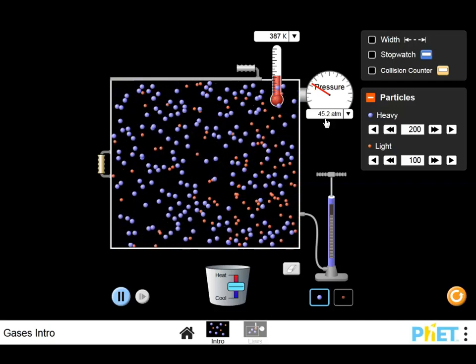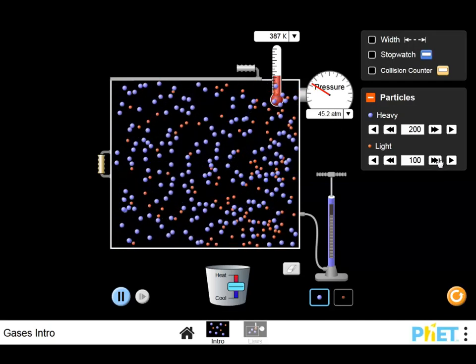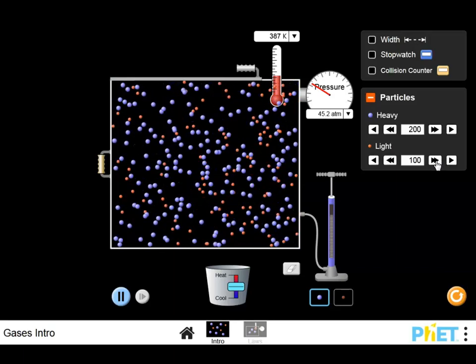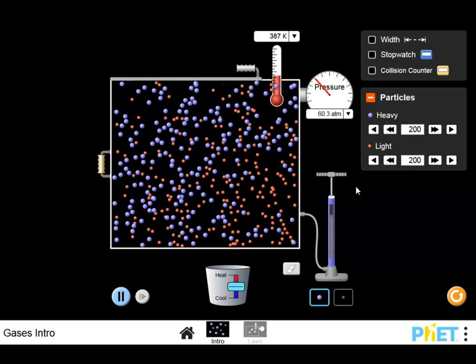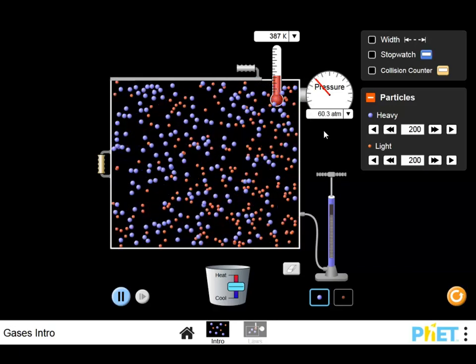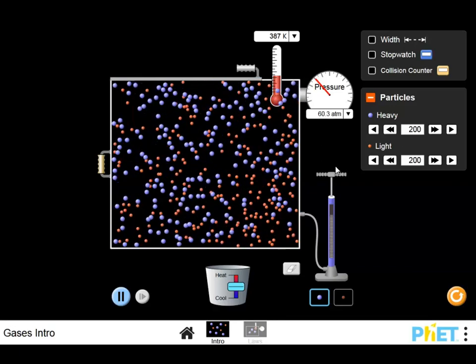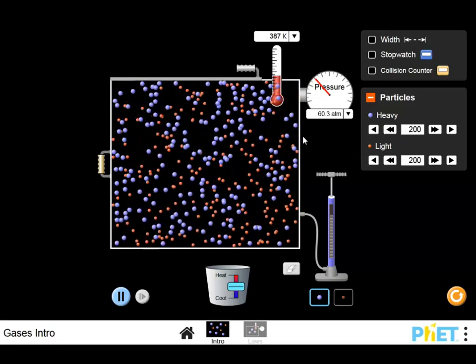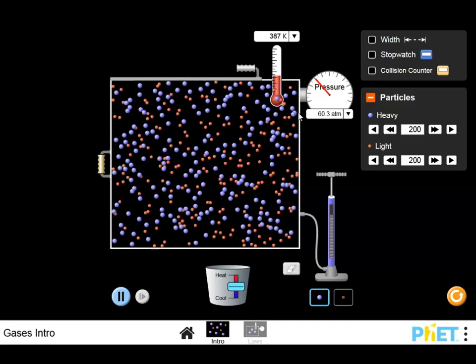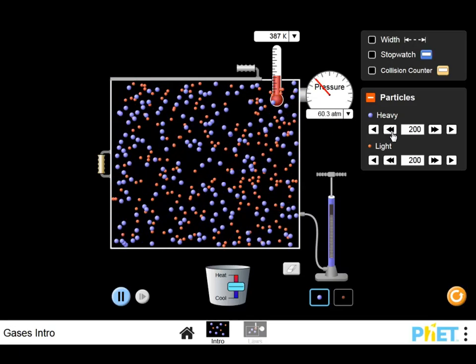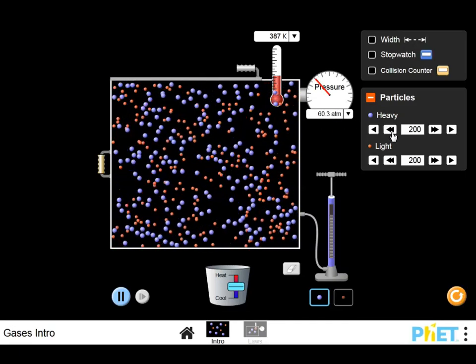And I'm willing to bet that if I add another 100 light ones, I'm going to get up to 60 atmospheres. And sure enough, I get up to 60 atmospheres. Because again, the sum of the individual pressures from these individual gases is going to equal the total pressure.